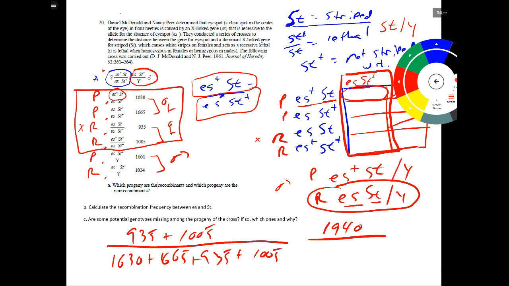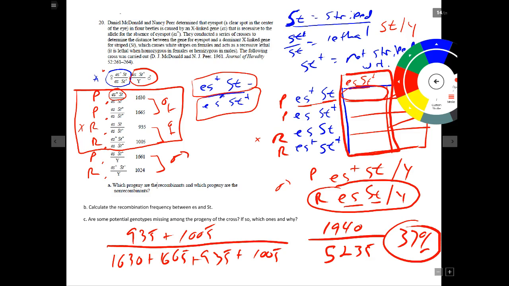And then 1940, because I don't have to add those up again, plus 1630 plus 1665 is 5235. 1940 divided by 5235 is 37%. So that's the distance between those. So that's pretty goofy.